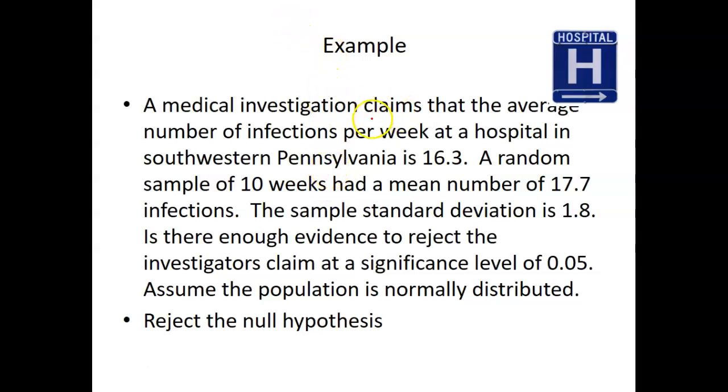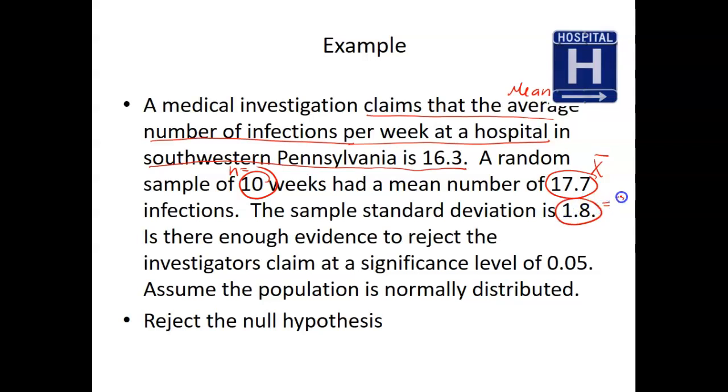So we've got a lot going on here. Here's our claim: the average number of infections per week at a hospital in southwestern Pennsylvania is 16.3. Average indicates mean, so this is going to be a mean type hypothesis test. Here we have 10 weeks, so that's our sample size. The 10 weeks had a mean number, so this is my x bar, the mean of the sample. The sample standard deviation is 1.8, so that's my s.